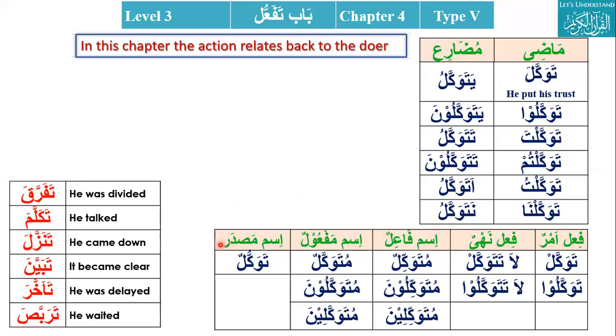JazakAllah. Next word is tabayyana. Tabayyana means he became clear. So if there is tabayyana, brother Abdul Aziz, what would be the mudare?